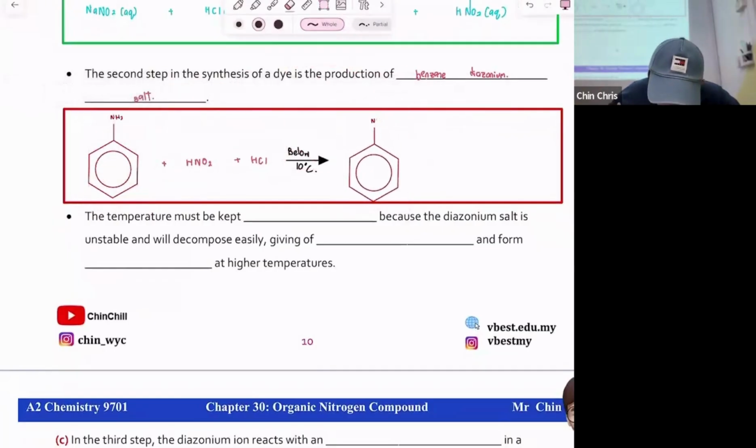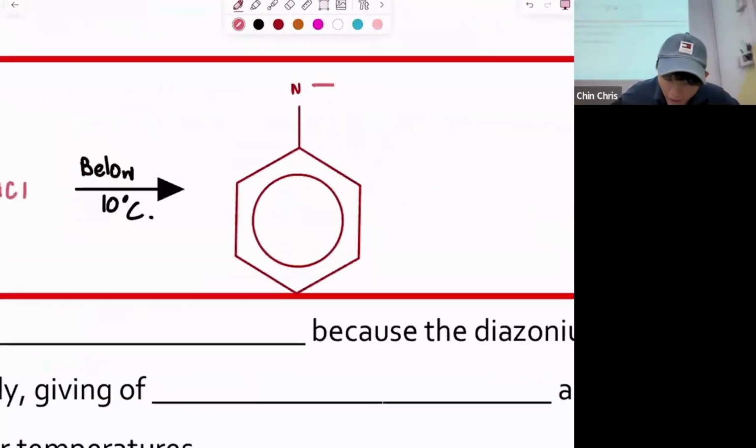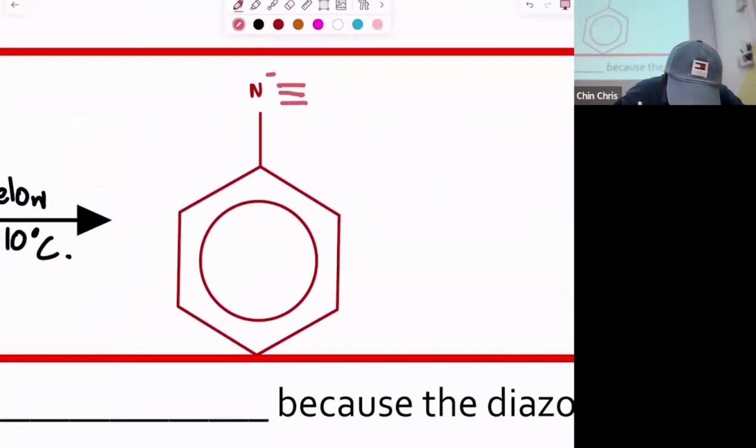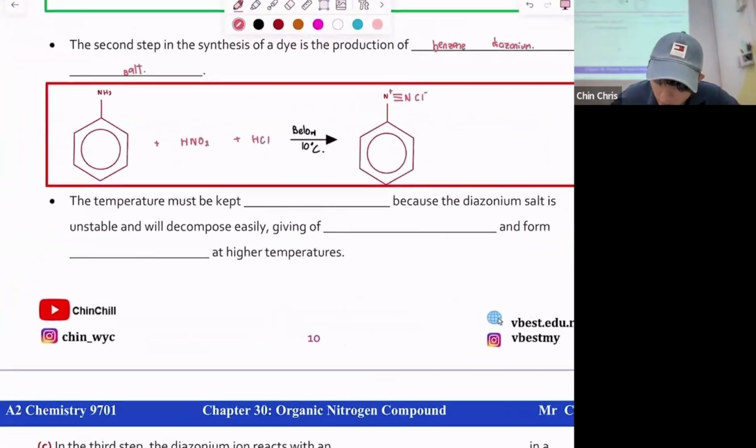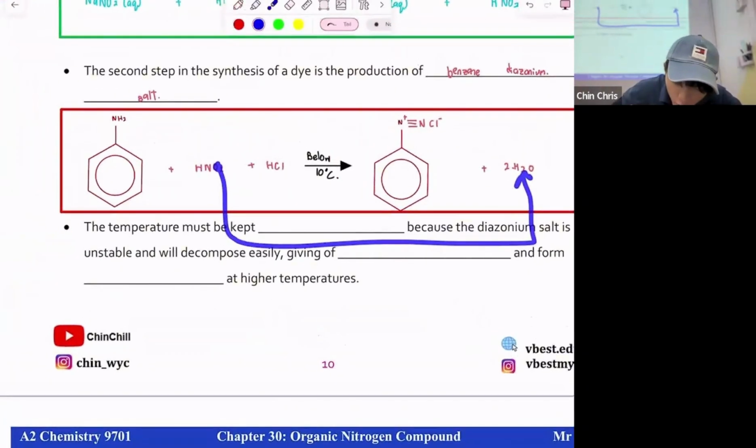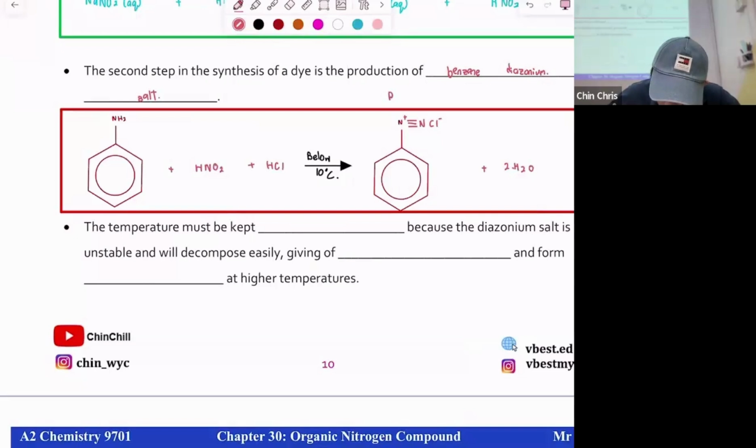So how do you draw a diazonium? Remove the H2. It's going to turn into an N triple bond N, with a plus and a Cl minus. So this we call benzene diazonium chloride, and H2O is formed. Since you have two oxygens, it forms two H2O. So that is your benzene diazonium chloride.